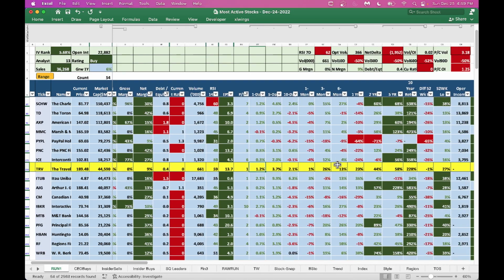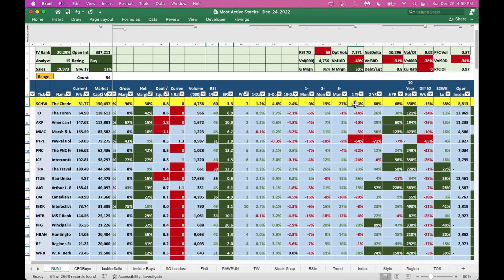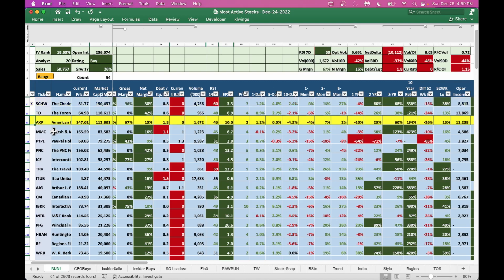Look, we got Charles Schwab has done great. Look at the performance here. It's one of those great companies, continuing to do very well in the financial and brokerage industry. I would add this one to the portfolio here. And then we got a few more as you scan through here. We got TD, AXP. AXP is a great one here. I love this company. Also a very steady Eddie type company. We can add AXP to the portfolio also.